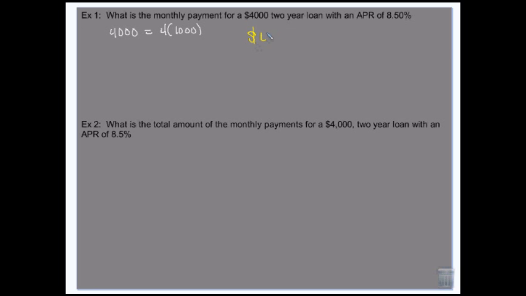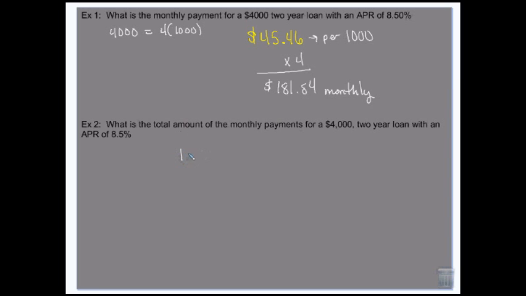Now that was for a 2-year loan. So what is the total amount of the monthly payments? I'm going to take that $45.46. Oh wait, oops, I lied. My monthly payment is, this is per 1,000. I have 4 of those, don't I? I'm being lazy and not doing my math. So because it's $4,000, I have to take that $45.46 and multiply it by 4. So my monthly payment is going to be $181.84. That makes more sense.